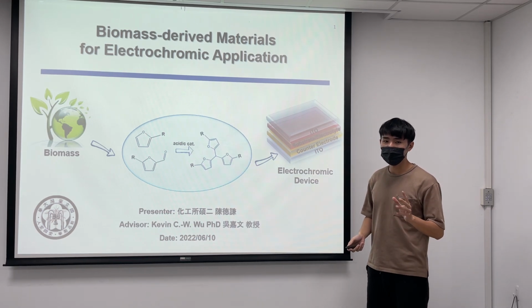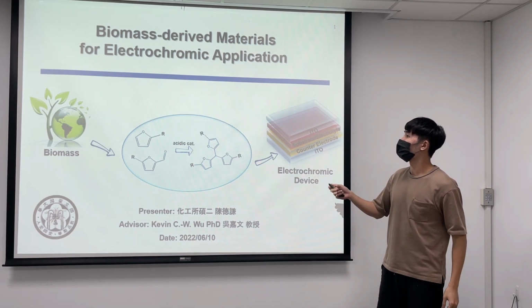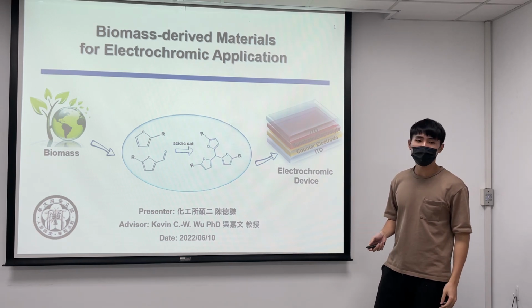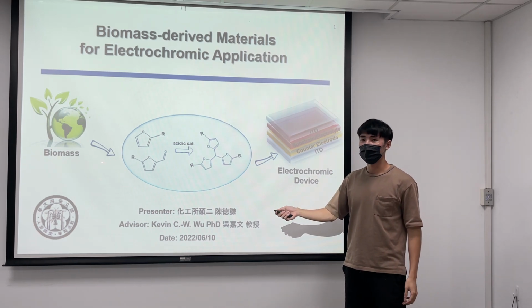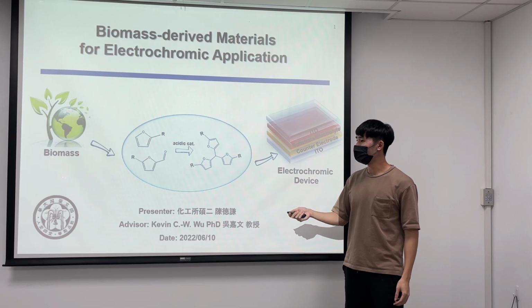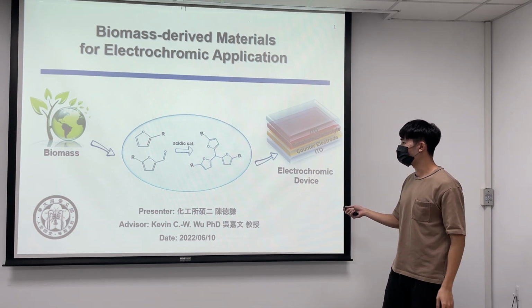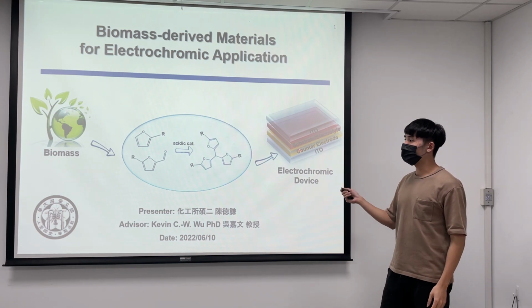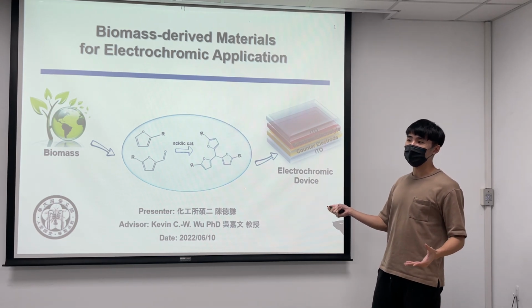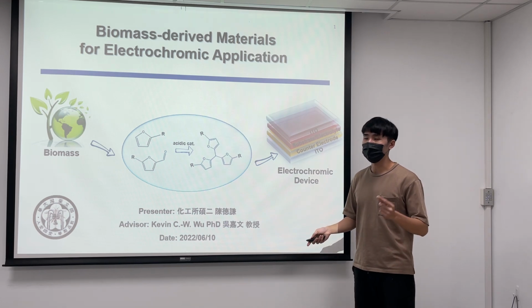Today, my final report is about a biomass material for electrochromic devices. Biomass is waste that we want to reuse and recycle into an economic product. We call it an electrochromic device. All of that I will introduce and explain in later parts. But let me just begin.